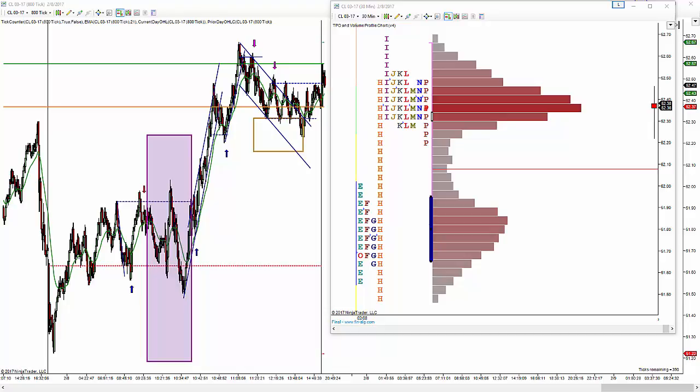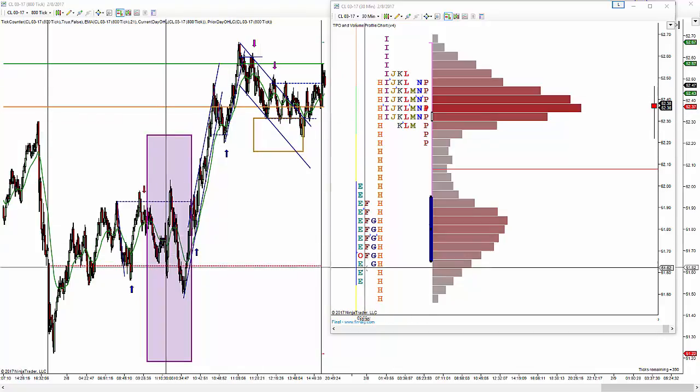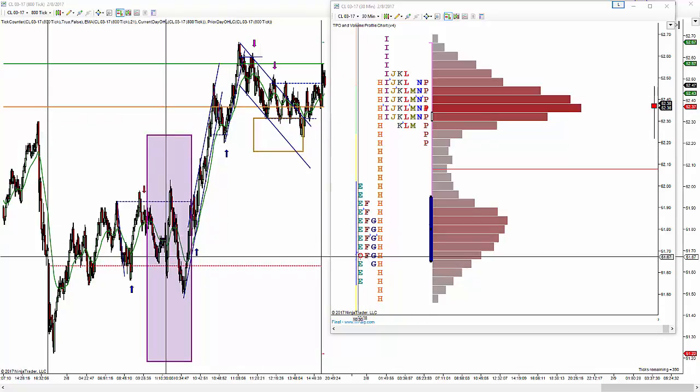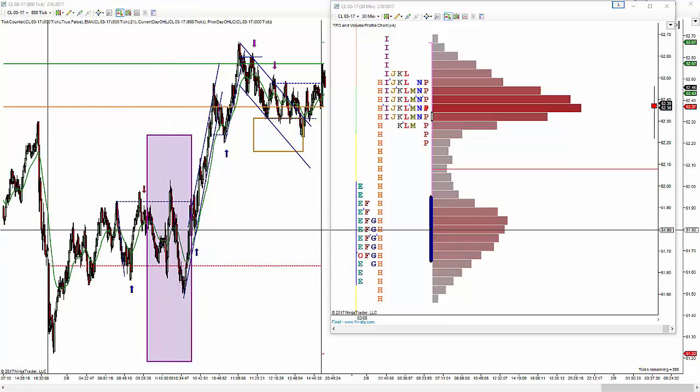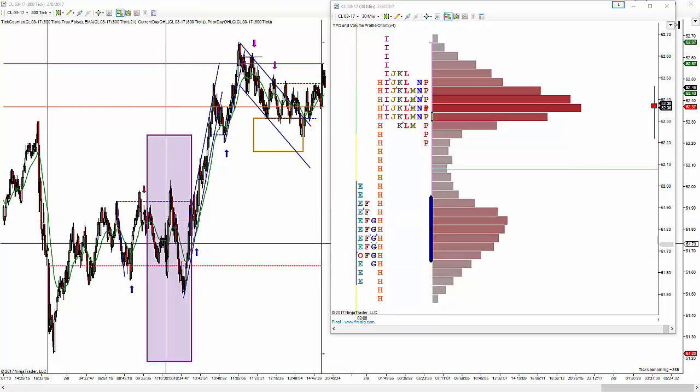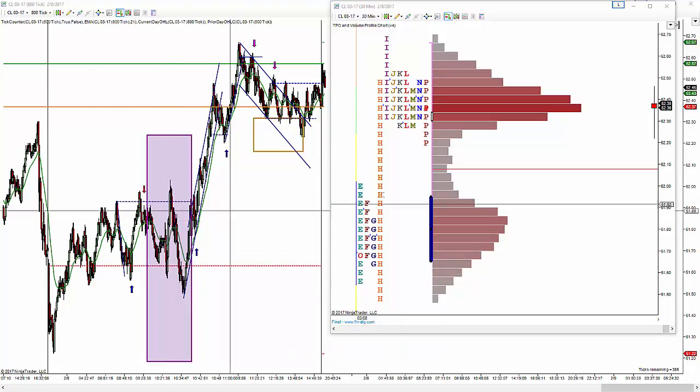In this case, on the right-hand side here, this is referred to as a double print. So what we have in the morning, you can see these different letters, E, F, and so on, each represents a half hour. The O represents where the price opened. The E represents the first half hour, F is the second half hour, G is the third half hour. So these are like 30-minute bars here.